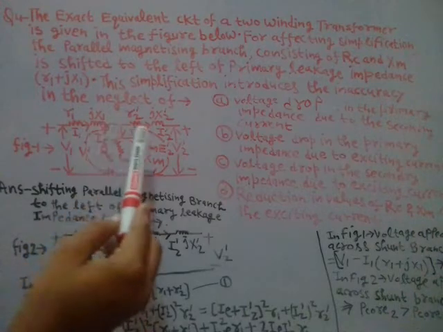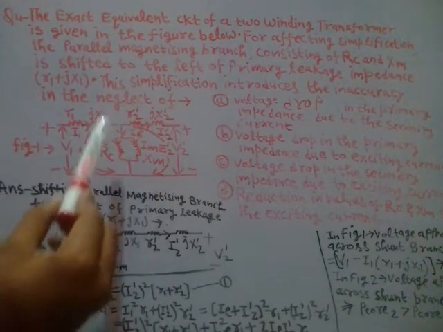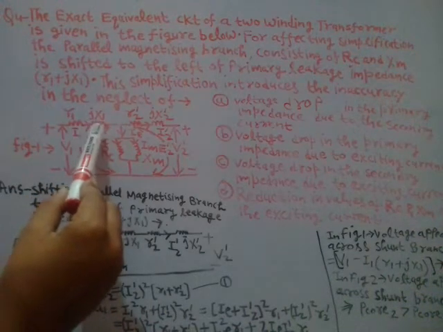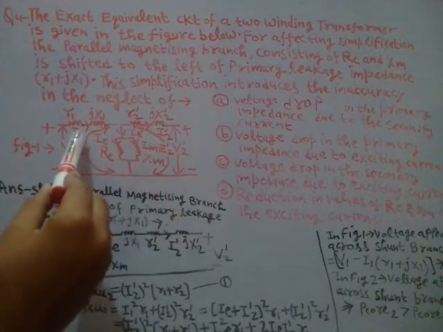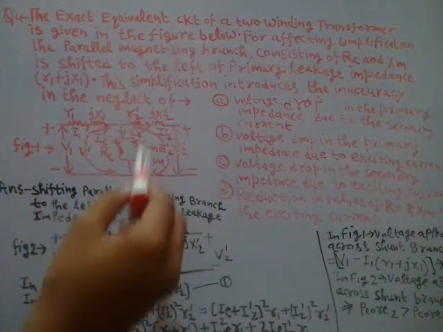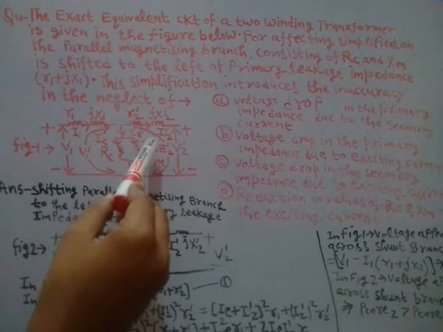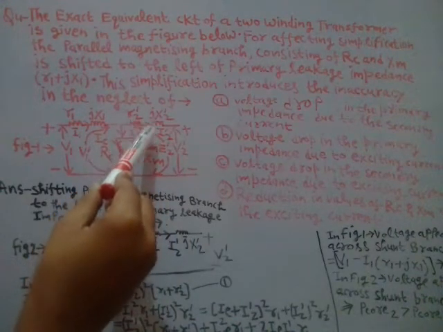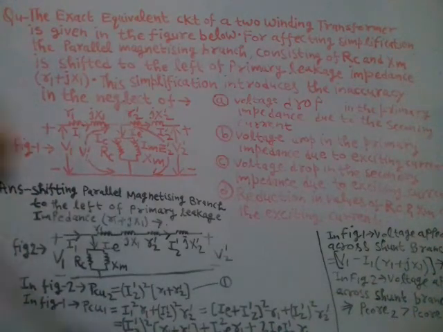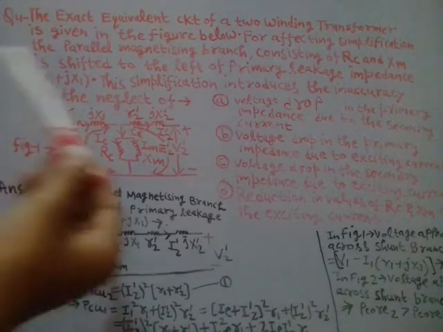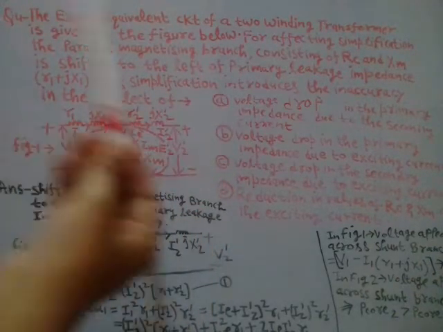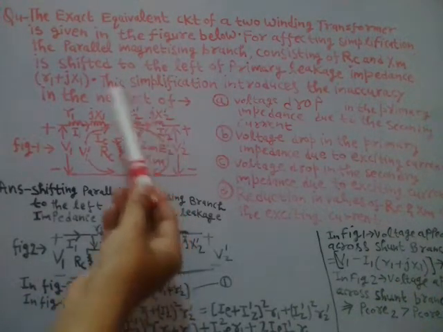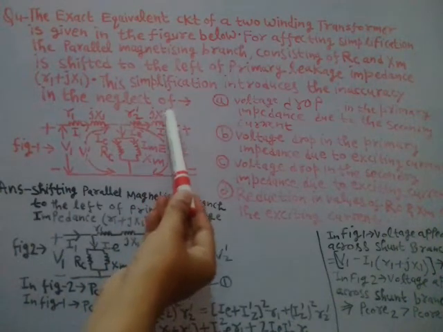So here the supply voltage is V1, R1 is the primary winding resistance, and jX1 is the primary winding leakage reactance. I1 is the current in the primary winding. Similarly, in the secondary winding, the winding resistance is R2. When it is referred to the primary side, you can write it R2 dash. And similarly, secondary winding leakage reactance is jX2 dash, and I2 dash is the current in the secondary winding.